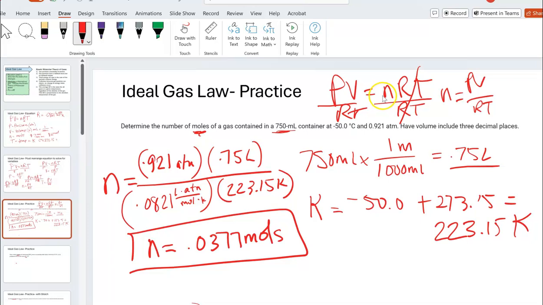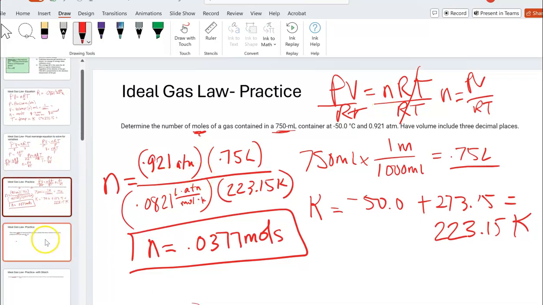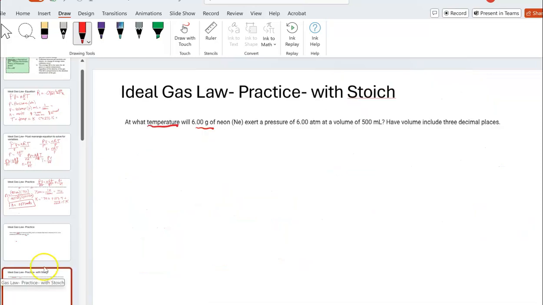Okay, I'm going to do one more for you guys, so I don't run out of time here. I think I'll start with this one. It says, at what temperature will 6 grams of neon exert a pressure of 6 atmospheres at a volume of 500 milliliters? There's a few things. You definitely need your periodic table when doing these problems, because this is a problem with stoichiometry.